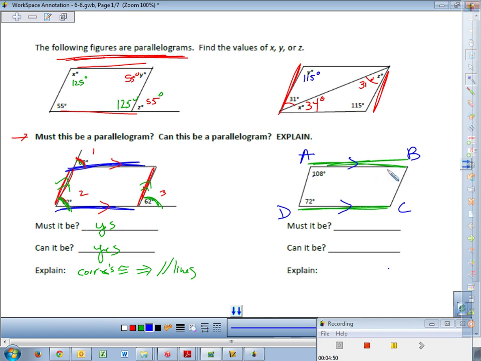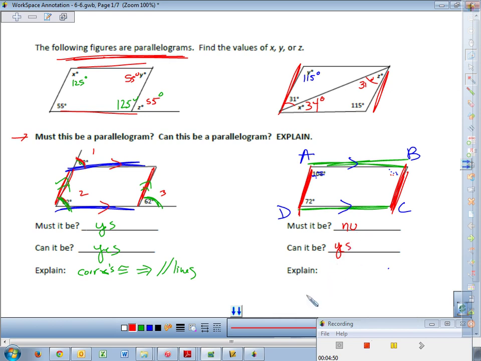Well, these are consecutive angles, correct? If this is 108, does this one have to be 72? To be a parallelogram, yeah. The only way that would have to happen is if these red ones were parallel to each other. Are the red ones parallel to each other? I don't know. So can we prove that this is a parallelogram? So must this be a parallelogram, yes or no? No. Can it be? Is it possible? Okay? So explain.